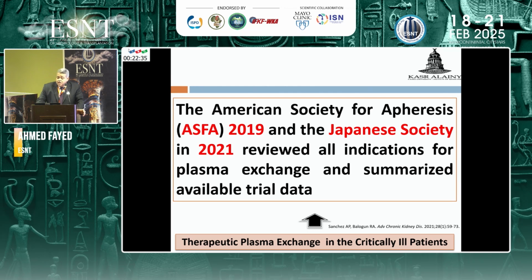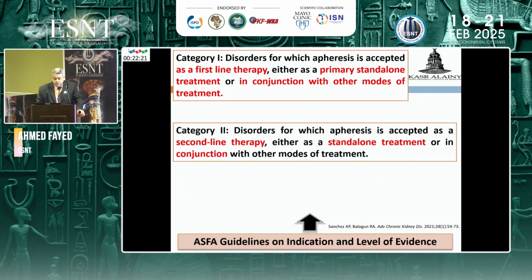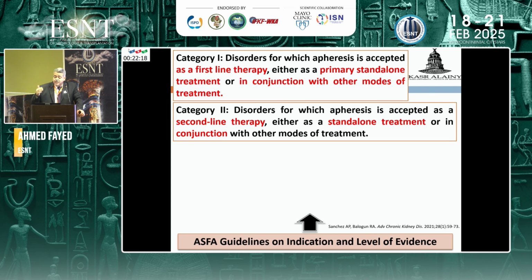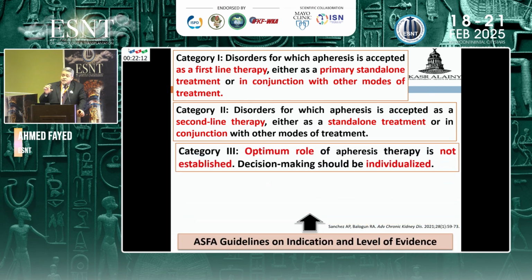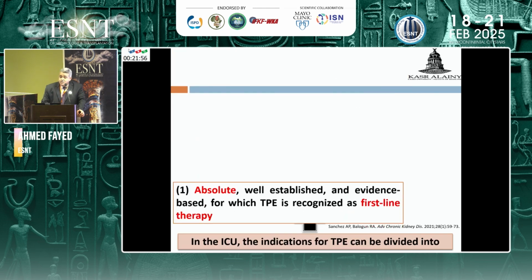According to the ASFA guidelines and the Japanese Society, which review the indications for plasma exchange, they defined category 1 as standalone first-line therapy, either used alone or in combination with other therapy. Category 2 is considered second-line therapy, either standalone or in conjunction with other therapy. Category 3 is personalized, optimizing the role according to the patient, case by case. Category 4 is an absolute or relative contraindication because it is not effective or is harmful for the patient.